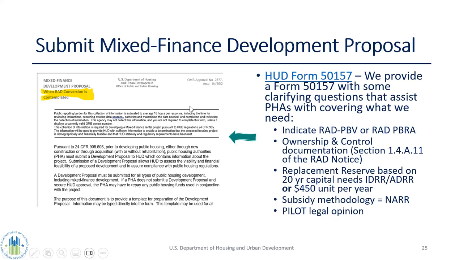And the replacement reserve has to either be based on a 20-year capital needs assessment or the 450 dollars per unit per year calculation. And I will tell you that most of the proposals we've seen go ahead and use that floor amount of 450 per unit per year as their minimum. And throughout the mixed finance development proposal, in place of the operating subsidy methodology section, where you would normally put in what your operating contribution would be, in this place is where you would use the NAR. And we also need a legal opinion for your pilot, which is to know if payment in lieu of taxes is going to be permitted for this project. So next slide.